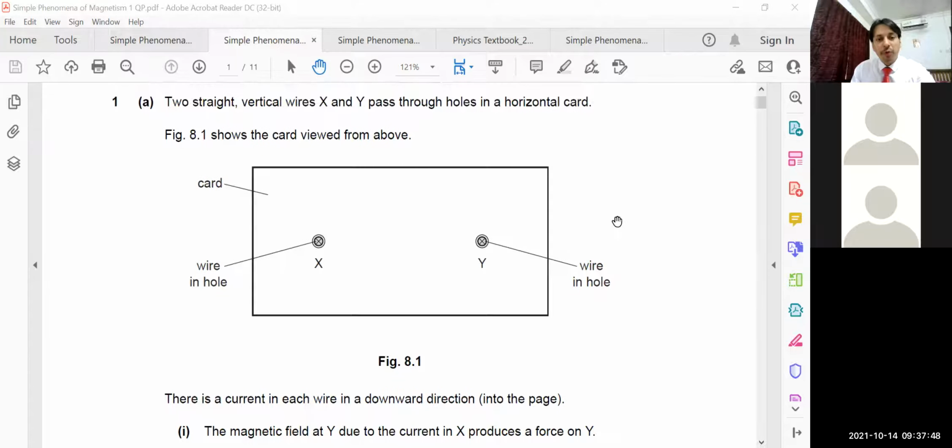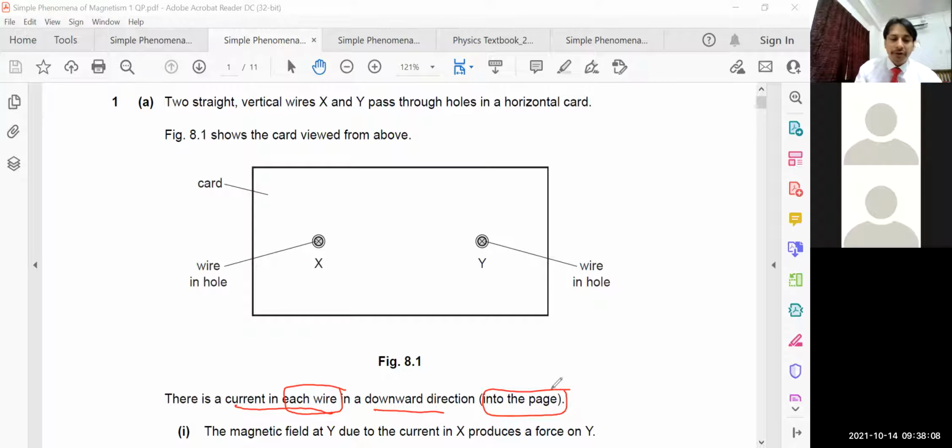We have two vertical wires, children, X and Y. And there is a current in each wire in the downward direction, meaning into the page. Downward direction, children, into the page.